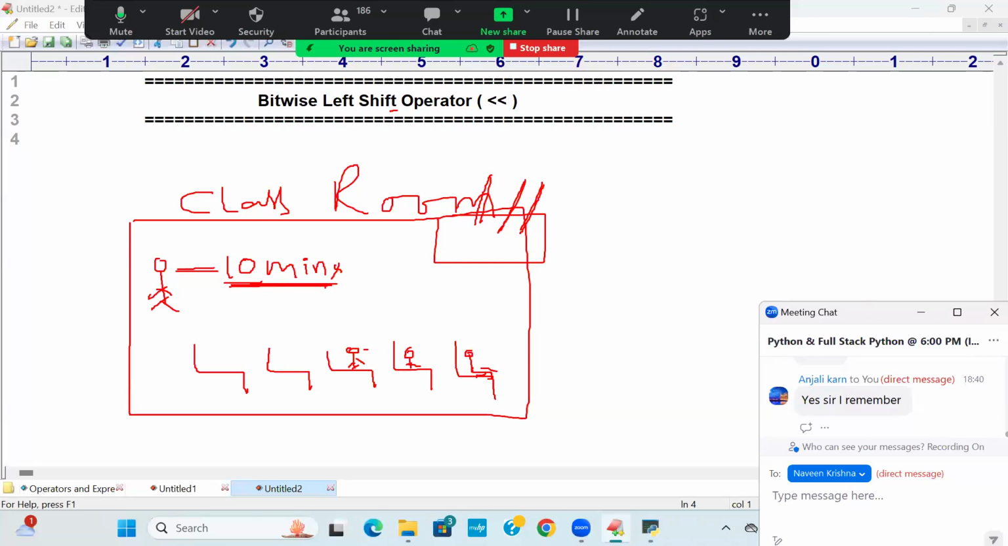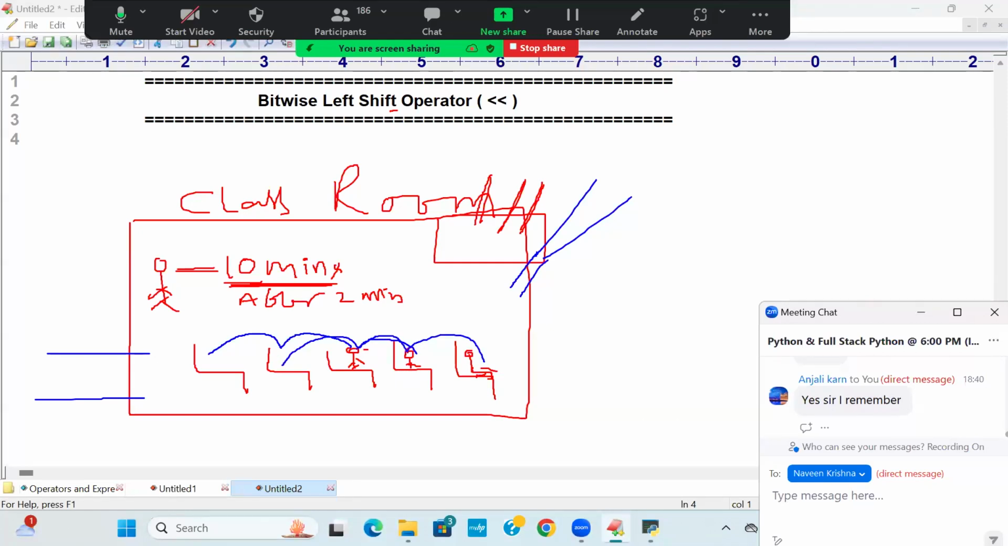After 2 minutes of the class starting, two more students came. Anytime they can come to the class. When two students came inside the class, what is the shifting done? This is the exit. So these students shifted to where? These two people shifted to this place.